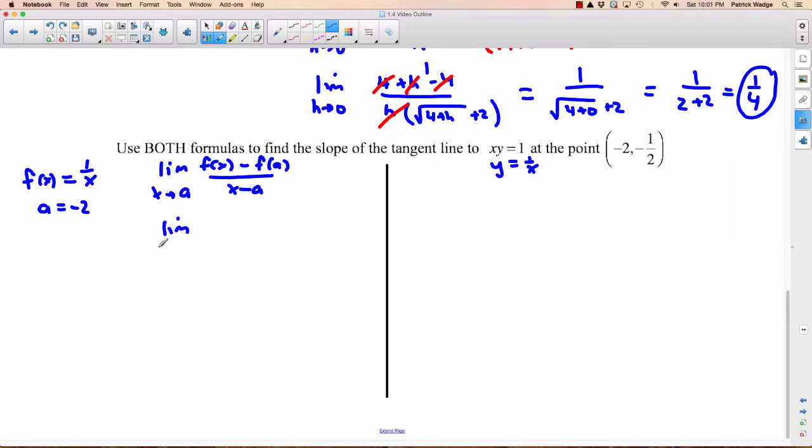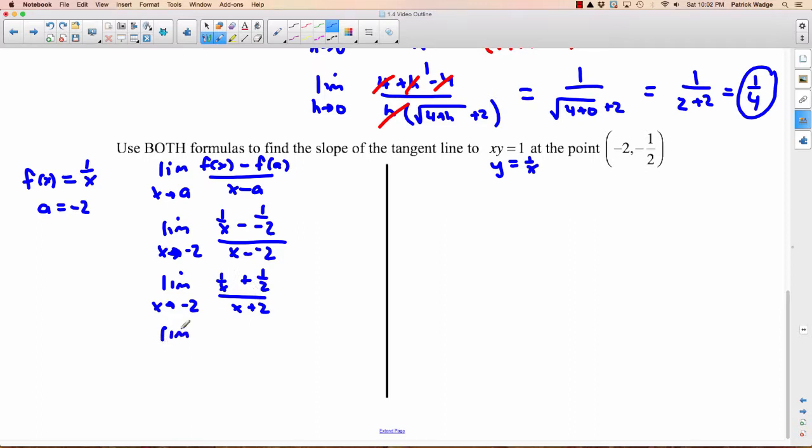The limit as x approaches a, well, a is -2, so as x approaches -2, then we have to do f of x. Well, f of x is just 1 over x, minus f of a. Remember, a is -2, so f of -2. So we have to put -2 in right here. So you get 1 over -2 divided by x minus a, so that's x minus -2. Okay, the limit as x approaches -2 of 1 over x plus 1 over 2. Take away a negative here, so it's going to be plus, and same on the bottom, it's going to be x plus 2. Something you often do when you have compound fractions, remember, is get common denominators. So I would suggest that's what we should do next.